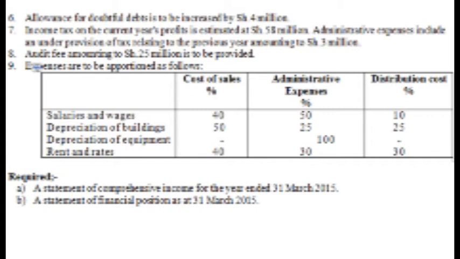Then rent and rates, 40% of it should be recognized as part of cost of sales, 30% as part of admin expense, and the remaining 30% apportioned under distribution costs. Required: A, a statement of comprehensive income for the year ended 31st March 2015. B, a statement of financial position as of 31st March 2015.